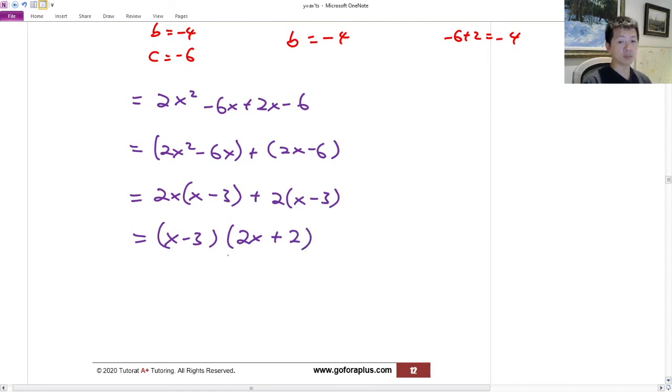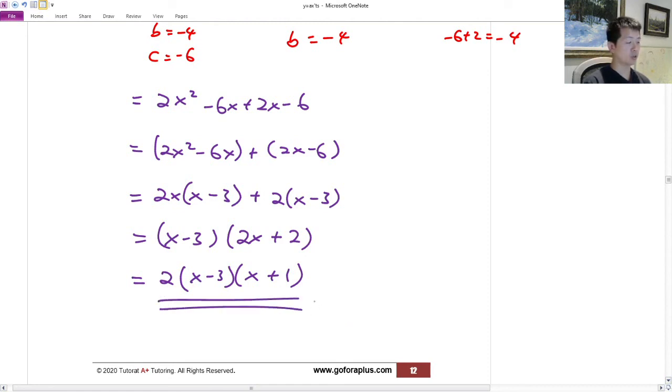Okay, now 2x plus 2, what can we do? We can actually factor out the 2. Okay, so I'll put it in front. And this is going to be x plus 1. Okay, so this is actually my final answer for the transformation. This is actually my factor form. My a is 2, my first 0 is 3, the second 0 is minus 1.